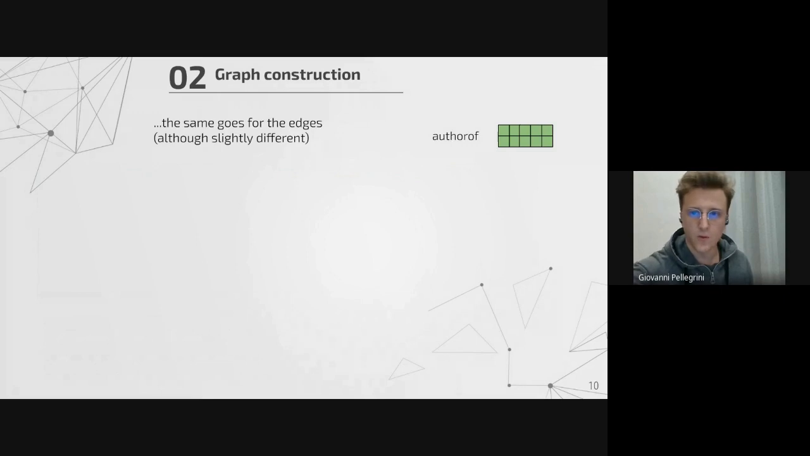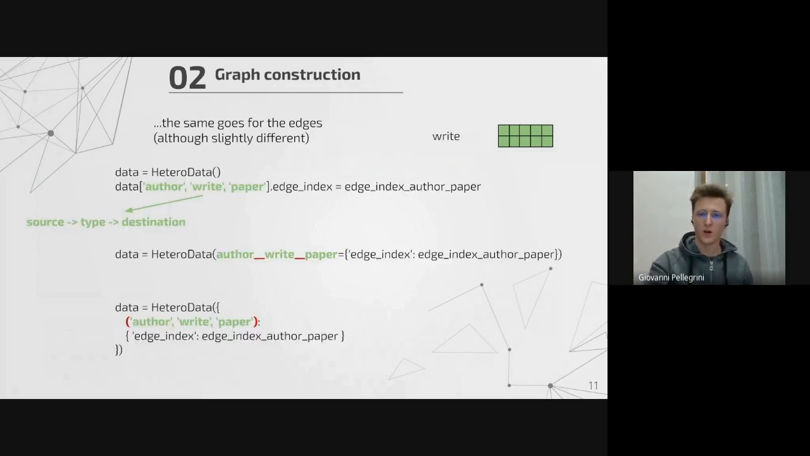Basically, the same goes for when we want to store the information for the edges. However, edges, as we have seen, usually involve three types of identifiers, which are the source type of the node, the actual type of the edge, and the type of the destination node. In this case, for instance, if we want to instantiate the values for the edges, we have to use this representation.